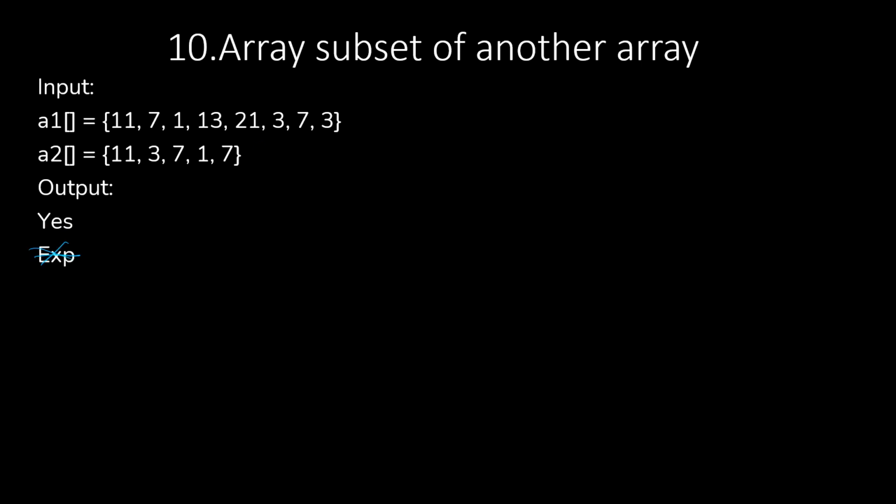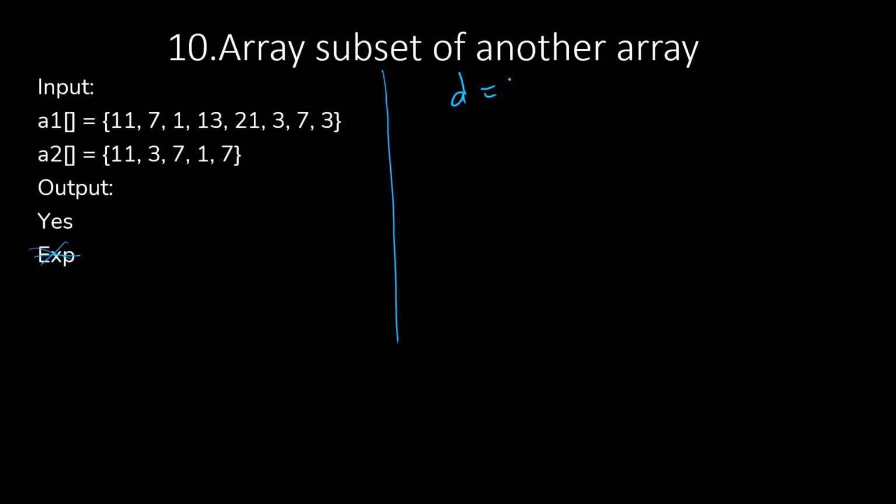Now let us see how we can find that. Visually you can see that 11, 3, 7, 1, 7 are inside this array, so it is a subset, and we can return true. Now coding-wise, how we approach this question is we have to take a hash map. For a hash map in Python, we're going to use a dictionary here. Let us call that dictionary D, and we're going to add all the elements of A1 inside the dictionary.